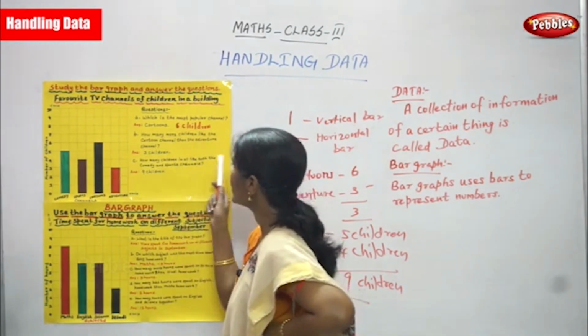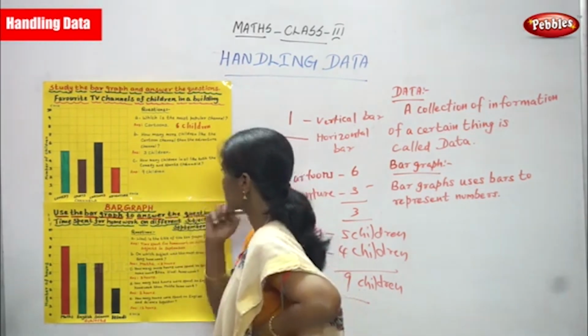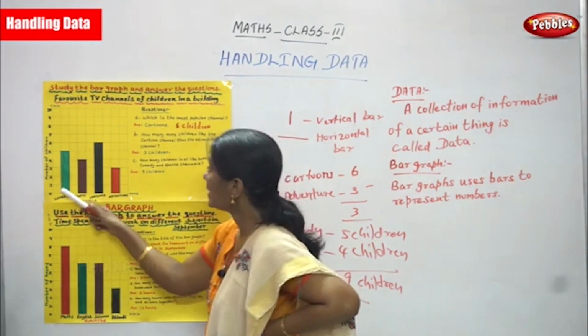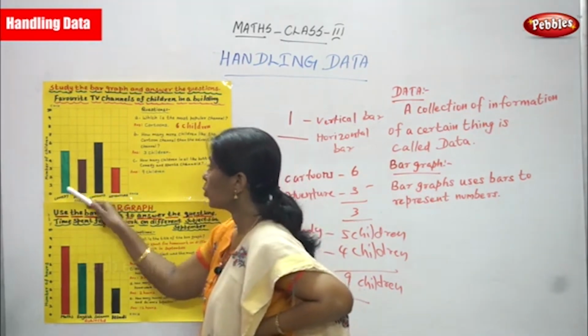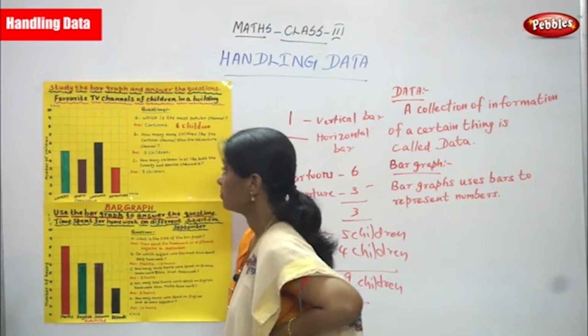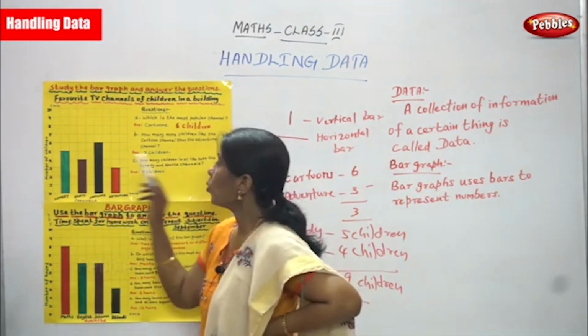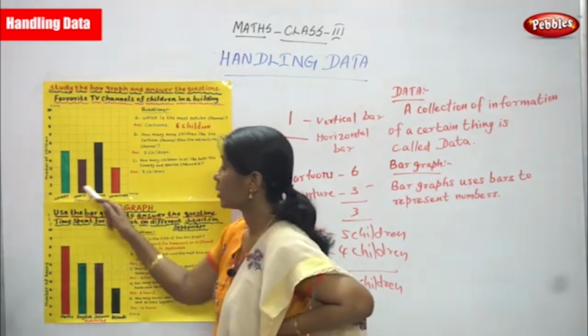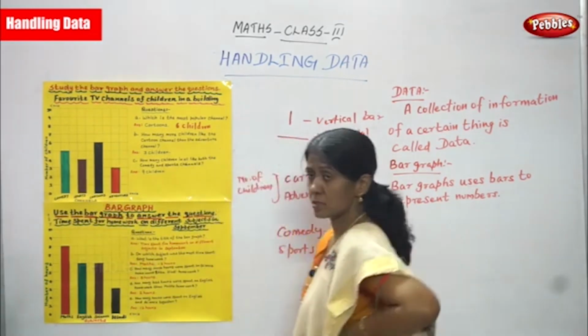Next one is how many children in all like both the comedy and sport channels. That is comedy and sport. Both channels are watched by how many children? 9 children. That means 9 children watch both channels, comedy and sports. The first question is over.